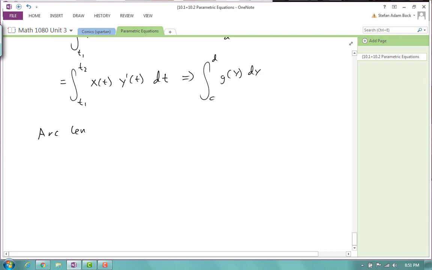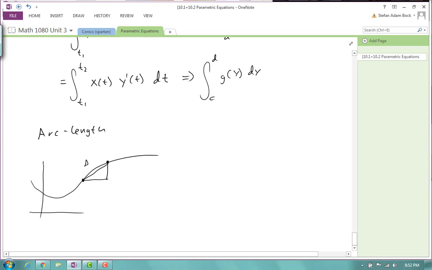Now similarly, arc length, I missed doing a video on that, so let me go ahead and describe this. Arc length was made by approximating using secant lines.